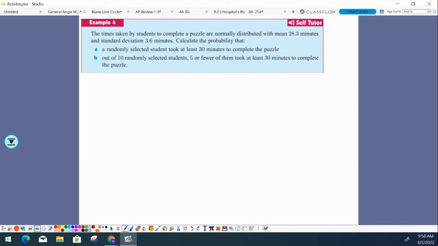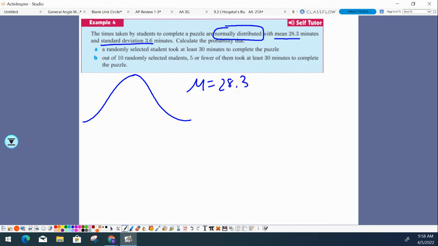All right, the last one is probably more like what you're going to see on the IB test because it's kind of a combination of things. So the times taken for students to complete a puzzle are normally distributed. So go ahead and draw your curve. The mean, 28.3. Standard deviation, 3.6. Calculate the probability that it took at least 30.